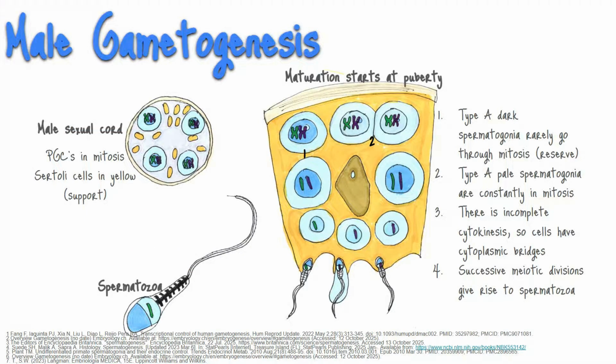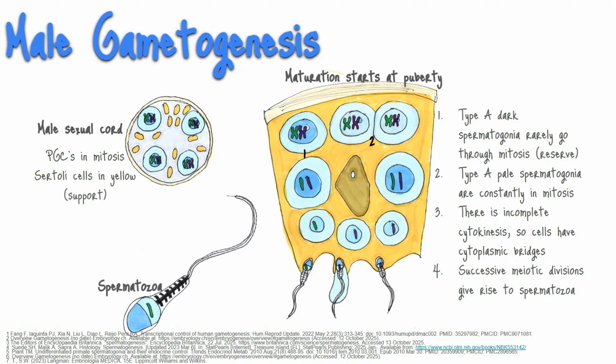Male gametogenesis begins in the embryo, where the primordial germ cells nest in the sexual cords, surrounded by Sertoli cells, which are support cells. Later, in puberty, this process is in the testes. PGCs mature and differentiate into type A spermatogonia that rarely go through mitosis and act as reserve. They then become type A pale spermatogonia that are constantly in mitosis, and this in turn will differentiate further, and we will see the whole process in the next slide. For now, focus on this.